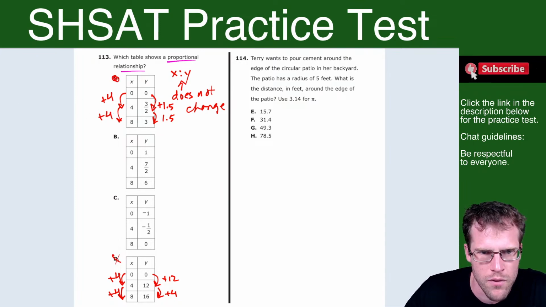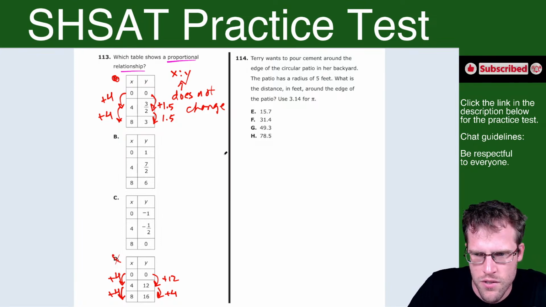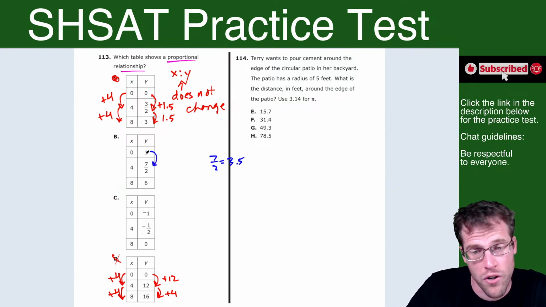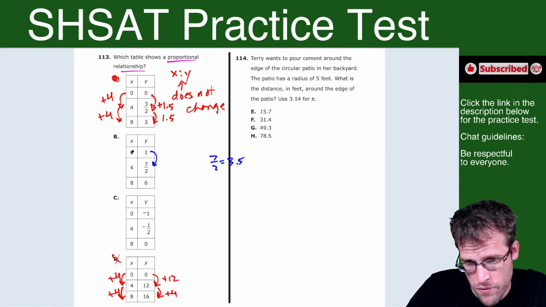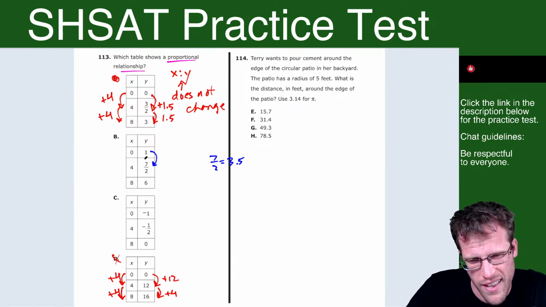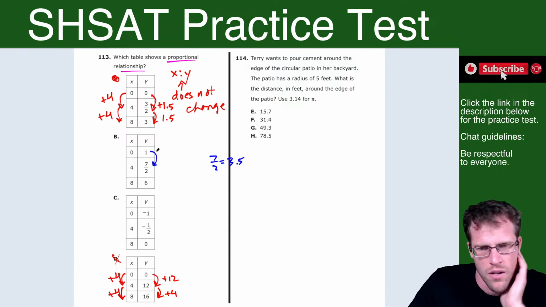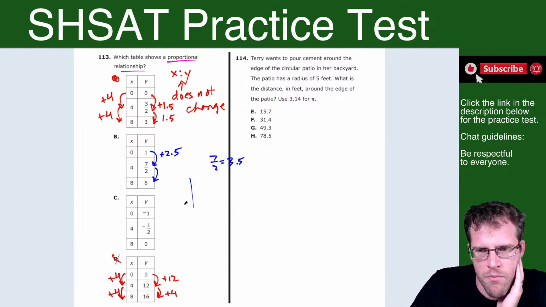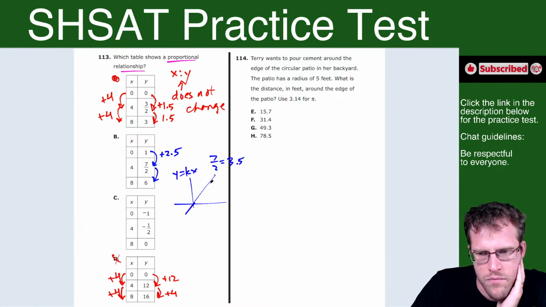Because I would want to make sure the others are no good before I could confidently say that's our answer. So just know 7 over 2 is 3.5. But we're starting at 1. If I'm going from 0, 1, that already doesn't look good because we're not starting at 0, 0. You see that's plus 2.5. Oh, okay. The proportional relationship, remember, is like y equals kx. It has to go through 0, 0. That's an important idea. It has to go through 0, 0.